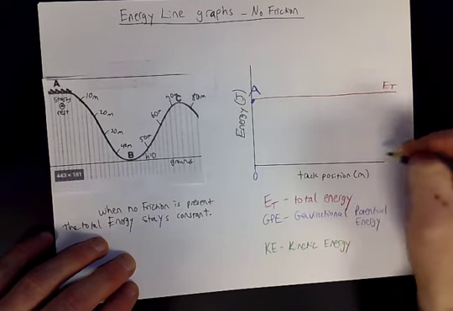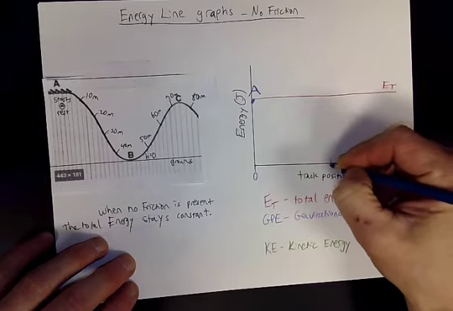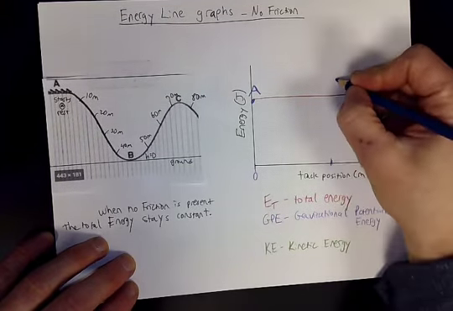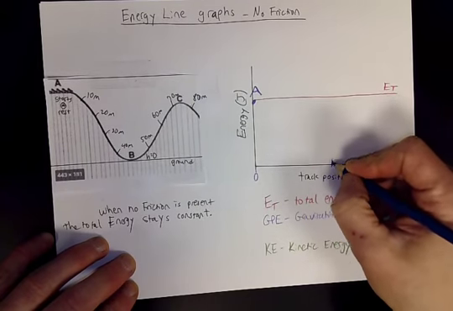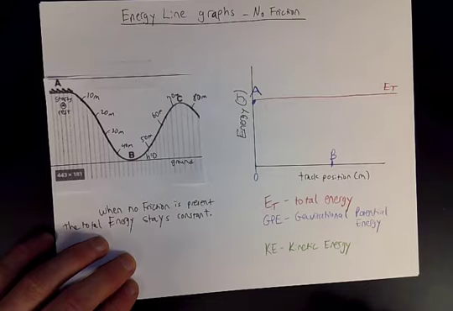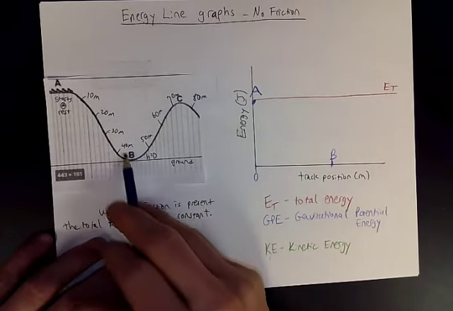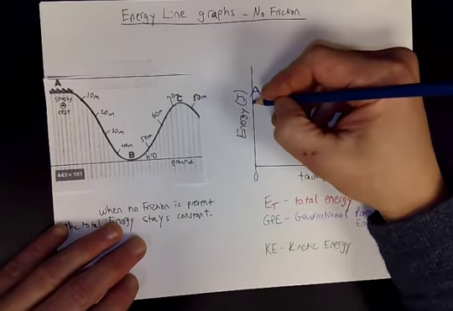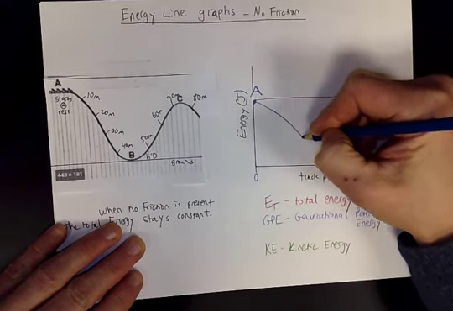And then it's going to go along, eventually it's going to get to about position B, where it's the lowest. So at position B, it's the lowest. So the GPE lowers because it goes downhill from position A to position B, all right? Kind of like that.